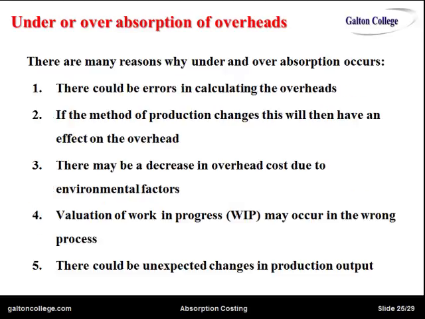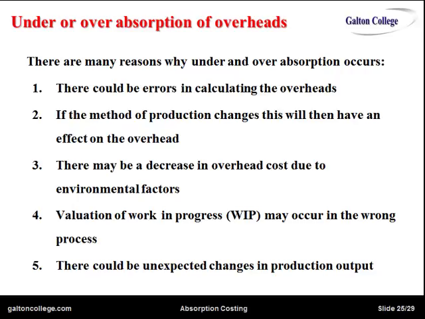Over and under absorption of overheads. Well, there are many reasons why under and over absorption occurs. And here's a list of just 5. There could be errors in calculating the overheads. Well, that's possible. So the overheads are not properly calculated in the first place. If the method of production changes, this will have an immediate effect on the overhead. If it's a production system and the method of production is changed halfway through the accounting period, then the overhead will be affected.